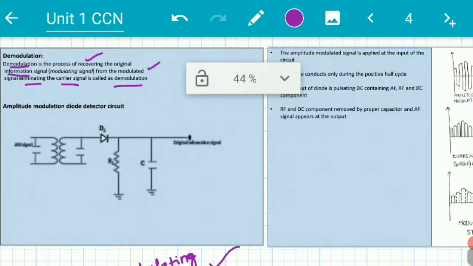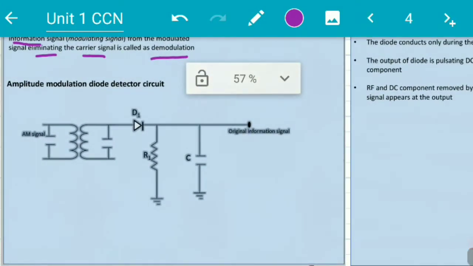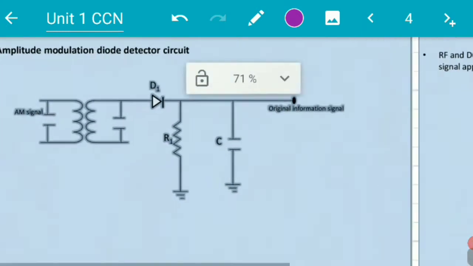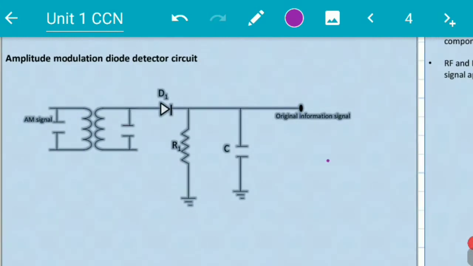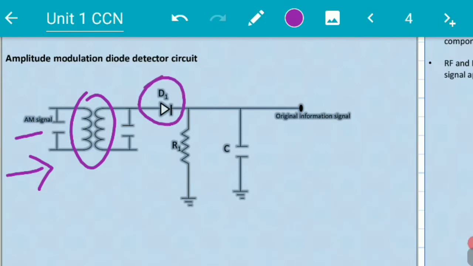Next we go to the circuit which performs the demodulation, which is what we call the amplitude modulation diode detector circuit. So here we have the input, and this is an isolation transformer, or 1:1 transformer. The amplitude modulated signal is applied at the input of the circuit. The signal goes to the transformer, which is a 1:1 transformer as shown in the picture, and then those signals go to the diode. What happens in the diode?